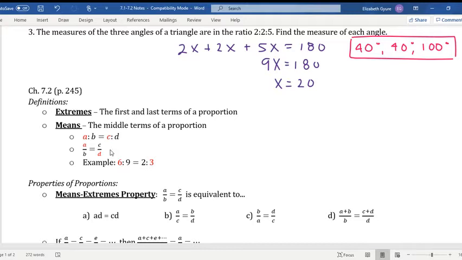In our proportions, we have something called extremes and then means. Extremes are the first and the last terms of a proportion. So if you look down at these examples, I highlighted my extremes in red. So A and C are my extremes. The means are then the middle terms of the proportion. So that would be B and D. Okay, so that's just how your book defines them.